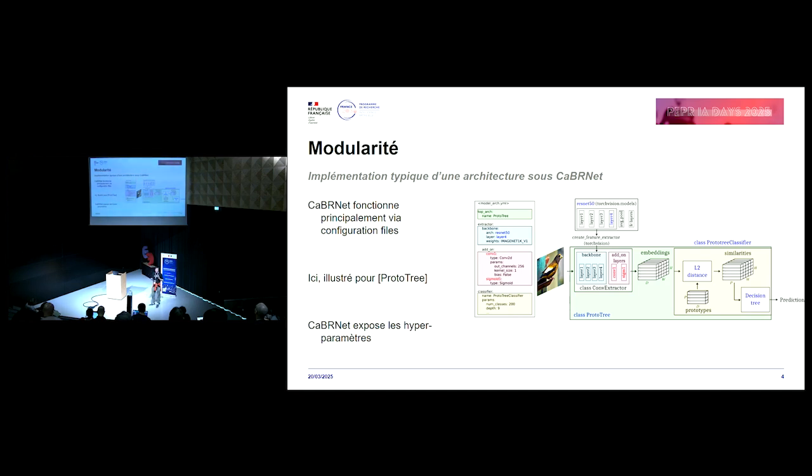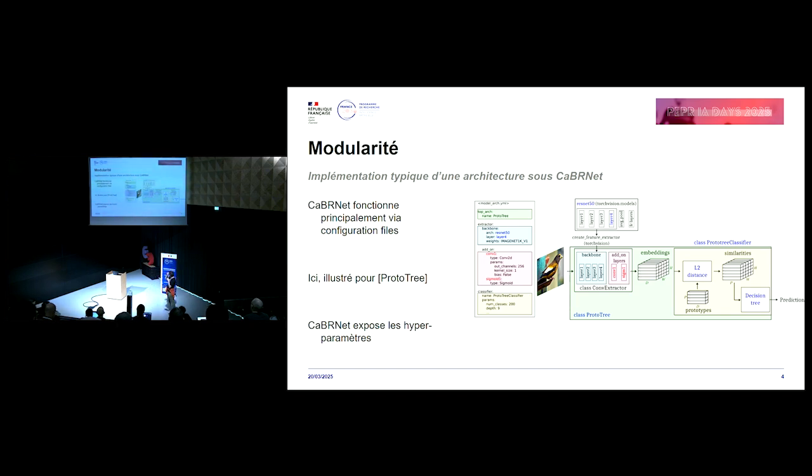So we wanted to have it modular, and this is what a model would typically look like in CaBRNet. On the left of this picture, you've got a YAML file that describes the model. It's impossible to read, obviously, but it just gives you the gist of it. For instance, we indicate here that we want to have a ProtoTree, so there has to be a Python file that explains exactly how a ProtoTree works. It explains what kind of neural network is used to generate the feature vectors. Here we have an add-on. What kind of classifier is used? It's a ProtoTree. The decision at the end is a fuzzy binary tree.